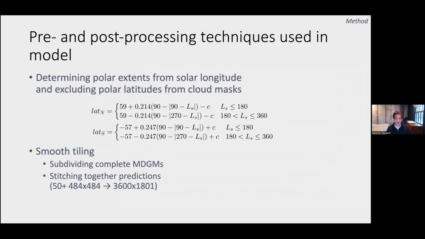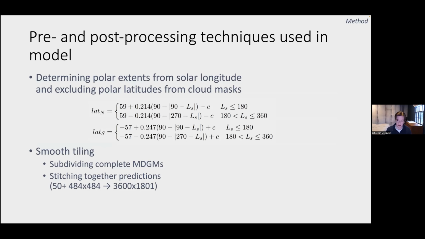So here's a little bit more about the pre and post-processing pipeline that I've created. The first thing that we have to do is to figure out the polar extents. This is important because we're mainly focusing on the tropical cloud belt, if you remember. These are the water ice clouds within the tropical region. So we would like to remove any excess information that we wouldn't be using. That is, removing the polar ice caps.